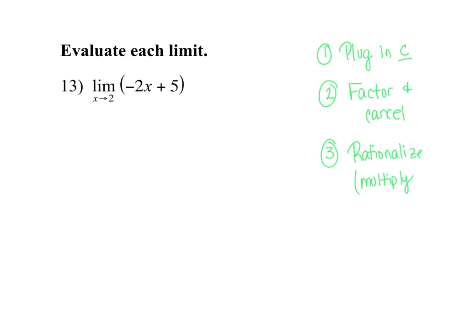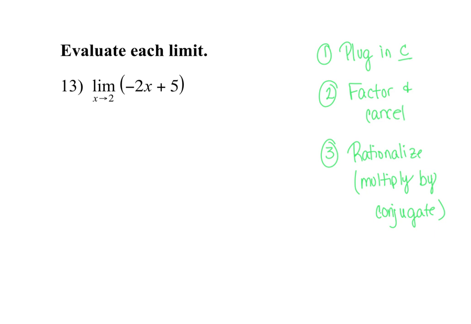I would always start with the easiest, which means see if you can plug it in. Even if you have a denominator, you want to first see if you can plug it in. Just because you have a denominator doesn't mean you're going to have to factor. You're only going to have to factor if your denominator is going to be a 0 when you plug it in, right? So always look to see if you can plug it in first.